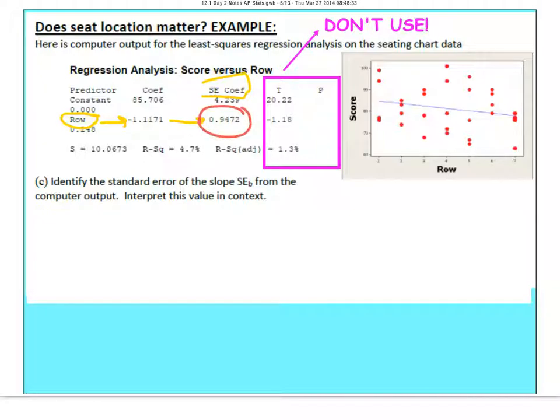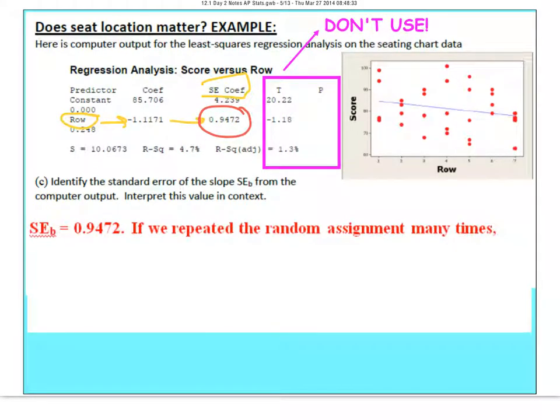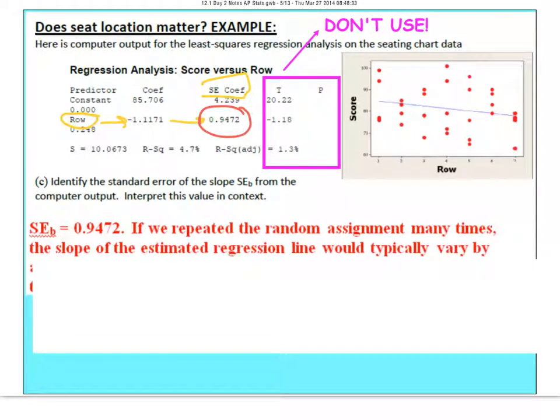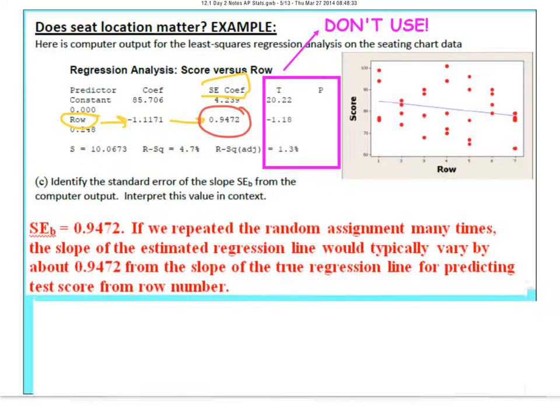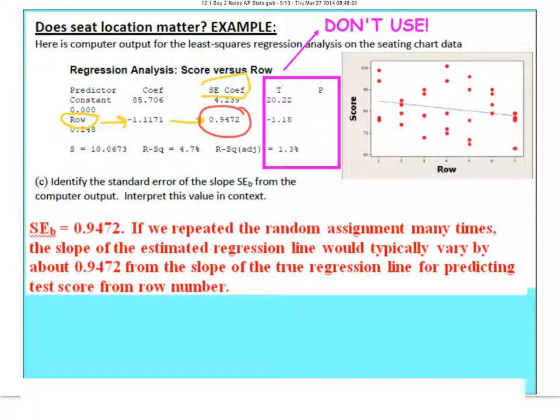If we interpret that in context, what we can say is this. We would say that 0.9472 is the number, and if we repeated a random assignment many times, the slope of the estimated regression line would typically vary by about 0.9472 from the slope of the true regression line for predicting the test score from the row number. So this number just reports how much our slope could vary if we were to take different random samples and compute another slope from that. There's some error in our current slope.